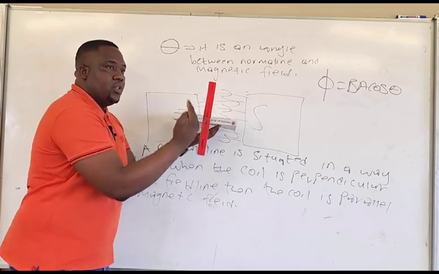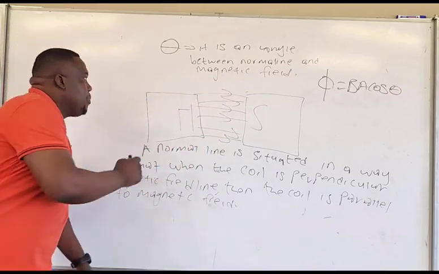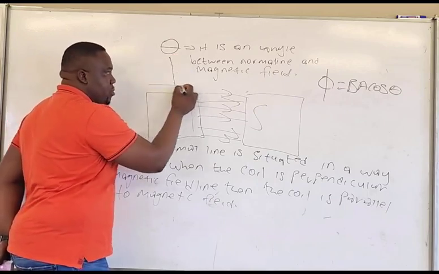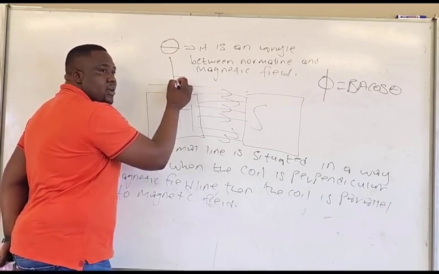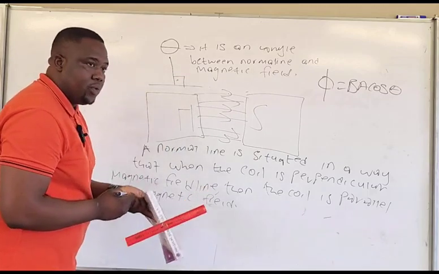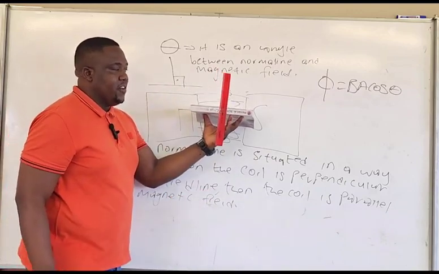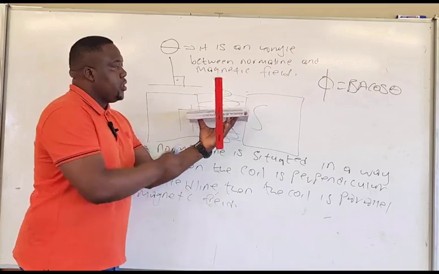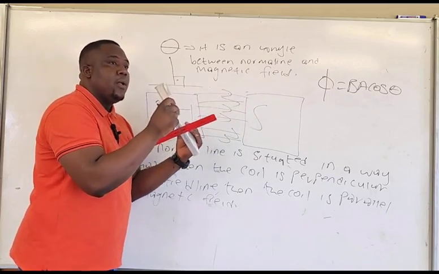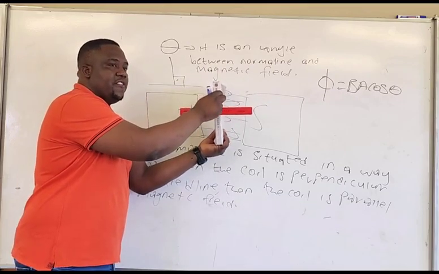Then when the book turns and becomes parallel to the magnetic field line, the normal line becomes perpendicular to the magnetic field line. You understand? By perpendicular, we mean making an angle of 90 degrees. It is very important for you to understand. Look at the normal line, which is the ruler. This time around, it is perpendicular. The book is parallel. Then when it turns, the normal line becomes parallel, but the book becomes perpendicular.